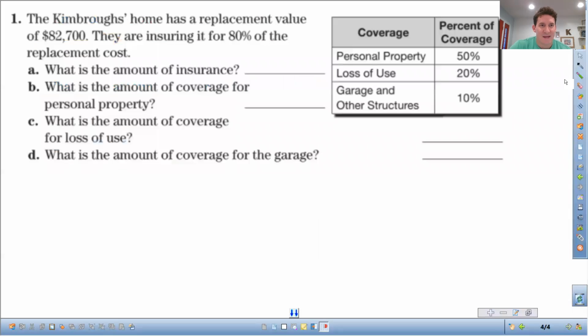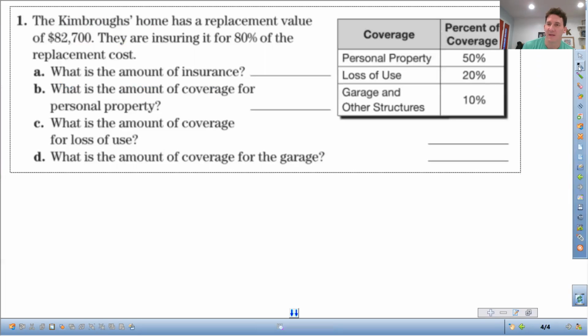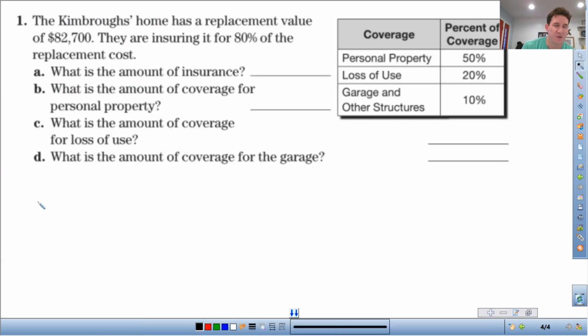So the Kimbrough's home has a replacement value of $82,700. They're insuring it for 80% of the replacement cost. So what is the amount of insurance? That's real simple. All you need to do is take the replacement value, the 82,700, multiply it by 80%. Don't forget to change the percent to a decimal. So 0.80.